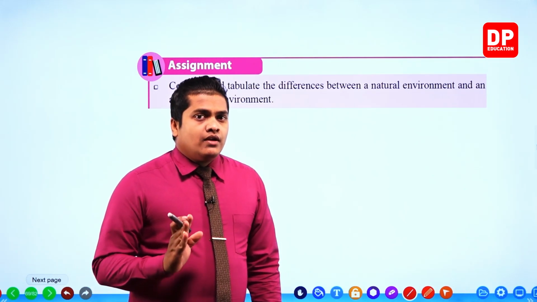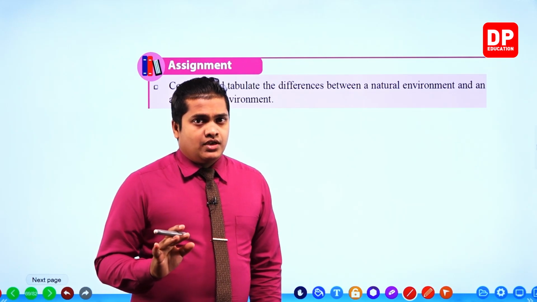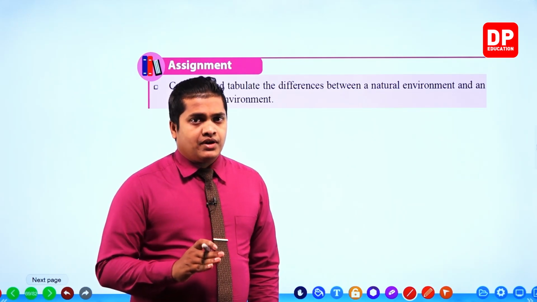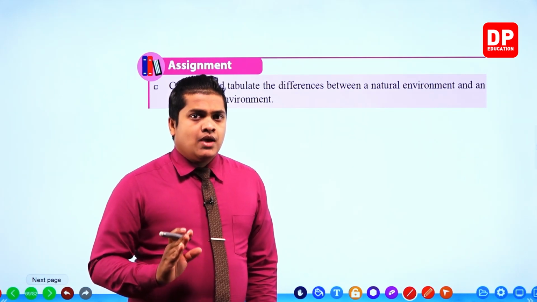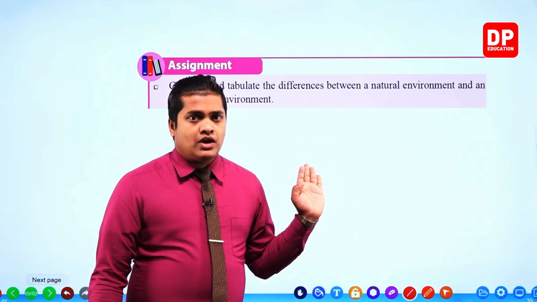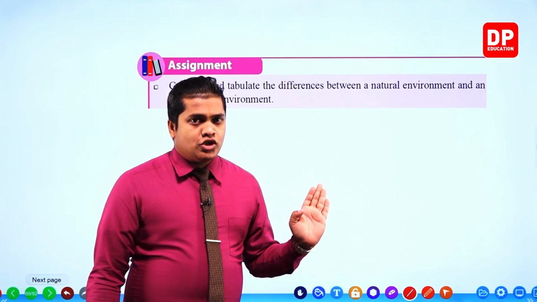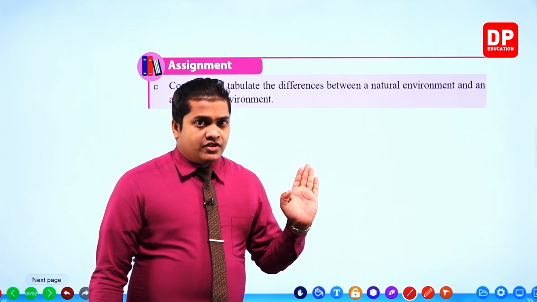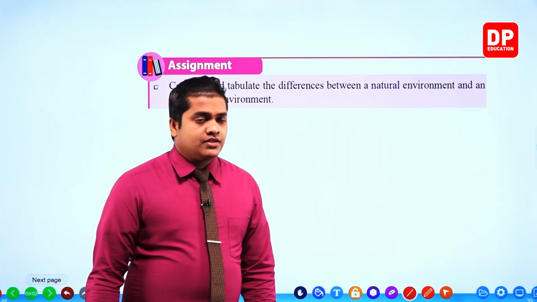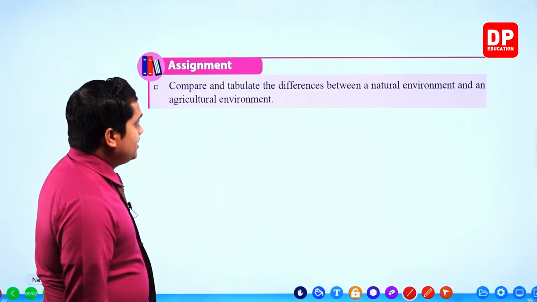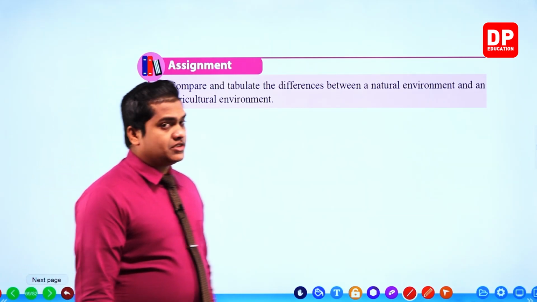When I'm giving these assignments, I will not be giving several things, so you have to follow up and find out that extra bit of knowledge. However, here also I'll provide a few examples. So now we need to differentiate a natural terrestrial environment from an agricultural environment. Let's see what the differences are.